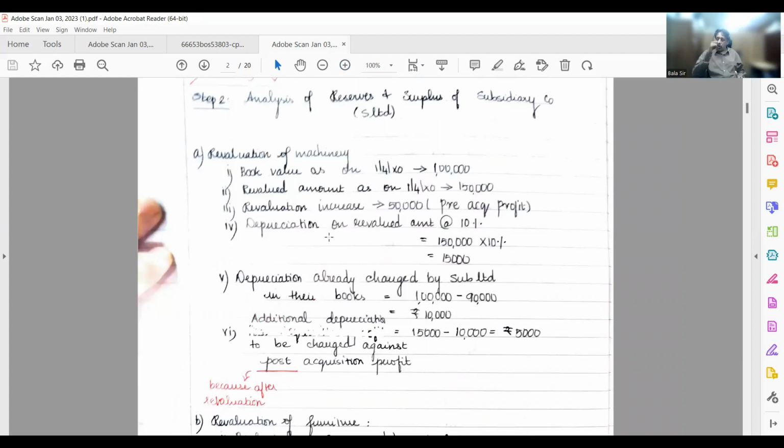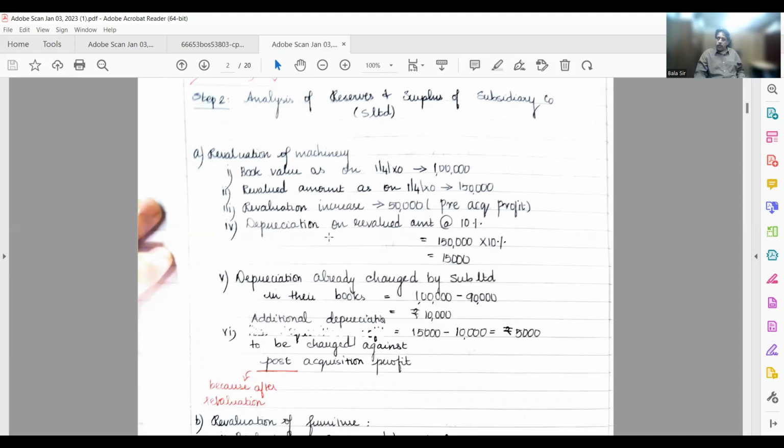Okay, guys watching the video, please pause the recording and put down step number 1, including the date of acquisition, in step number 1. Then come to step number 2. Is that fine? So analysis of reserves and surplus of S Limited. In that, I'm going to analyze the reserve, general reserve, and profit and loss account of the subsidiary company.